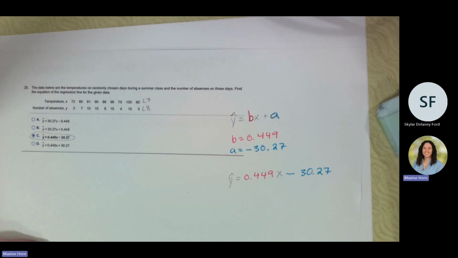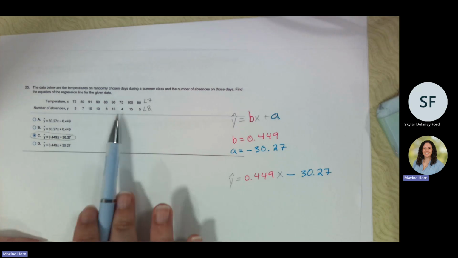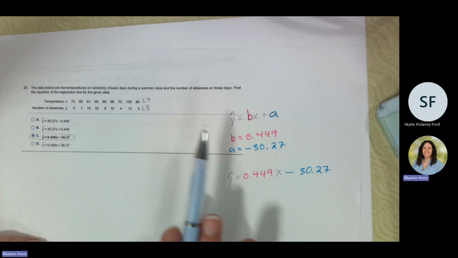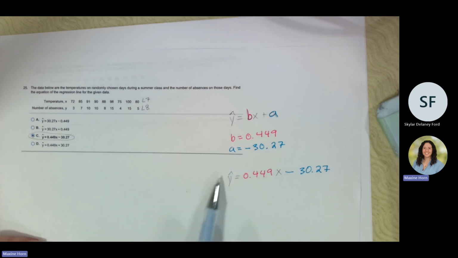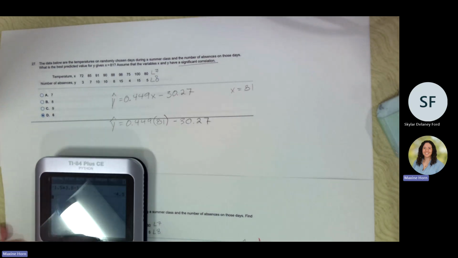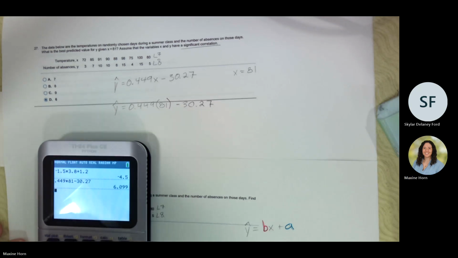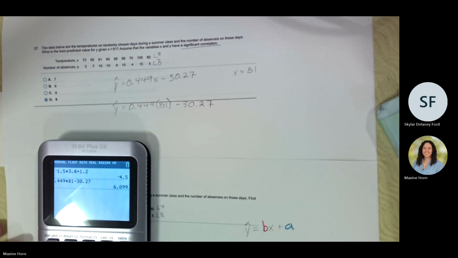Right, so again, we did half the work already in this other problem because it was the exact same data set. So if this wasn't the same data set, we would have to do these steps. STAT EDIT to plug them in, STAT TESTS LinRegTTest to get this information to come up with the equation. Once you have the equation, then you can plug in an x value. Okay, so come up with your equation first, then you can plug it in. You can plug the x in to get the y. So 0.449 times 81 minus 30.27. And that's how we're getting, I mean, you know, rounding here, 6. Okay.